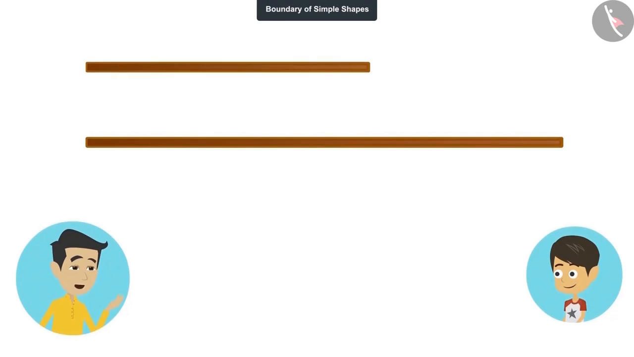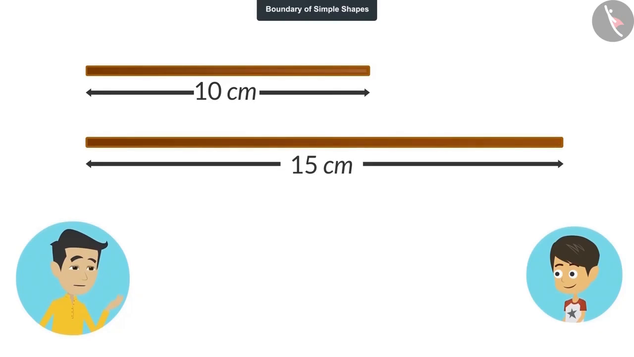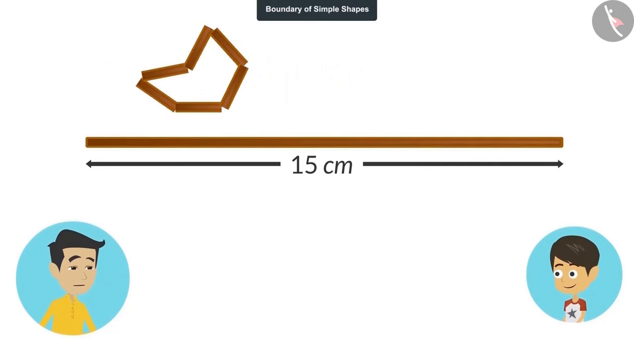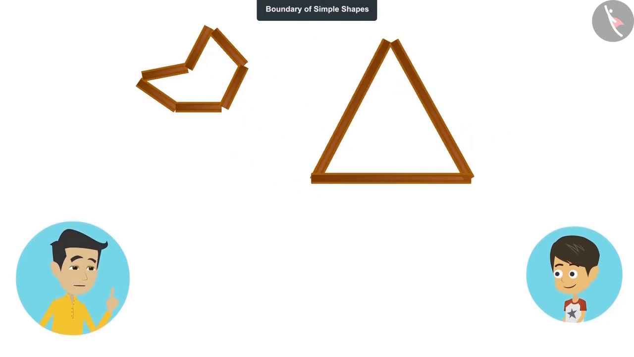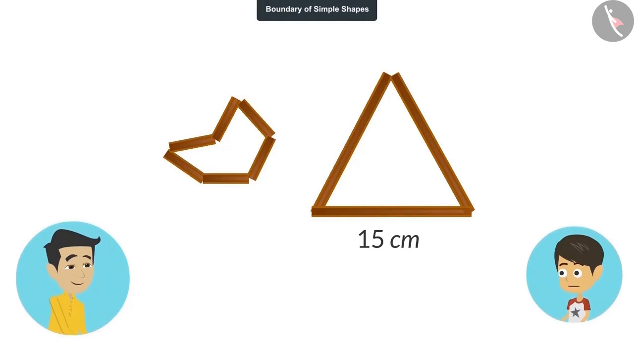See, let's take 2 thin sticks of different sizes. The short stick is 10 centimeters long and the long one is 15 centimeters long. Now let's cut the short stick into 6 pieces and make a shape. And now cut the long stick into three pieces and make another shape. Now tell, which of these two boundaries is longer? The length of the boundary of this triangle shape is 15 centimeters, which is more than the length of the boundary of the shape with 6 edges.